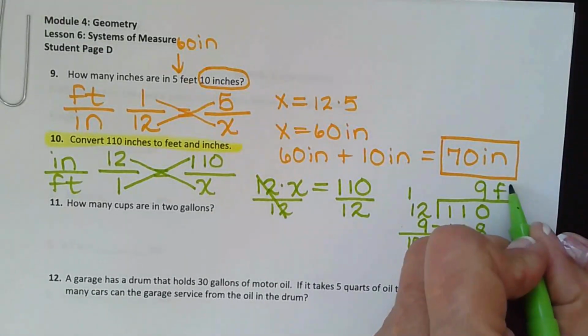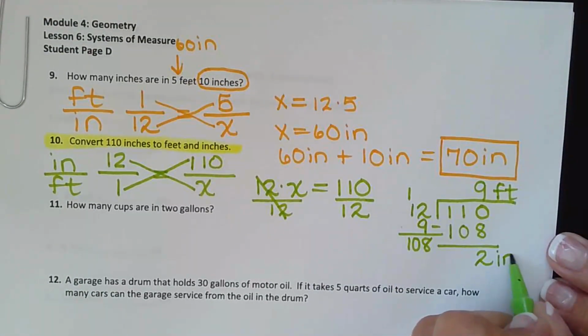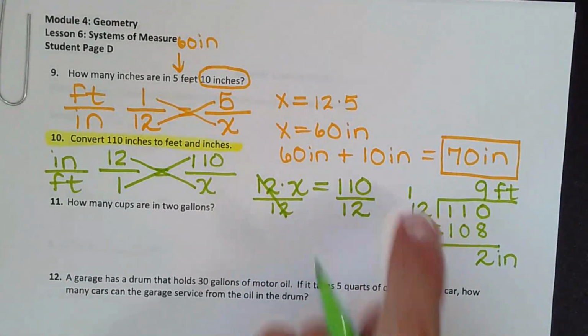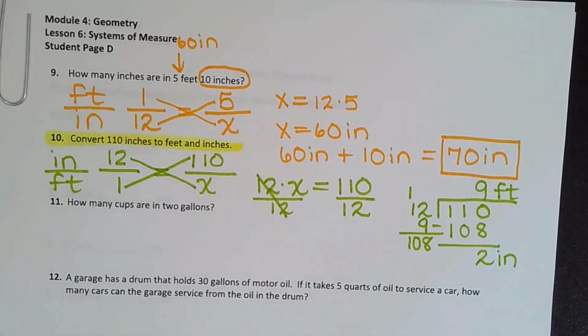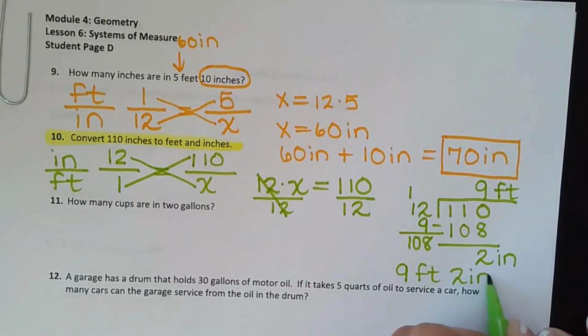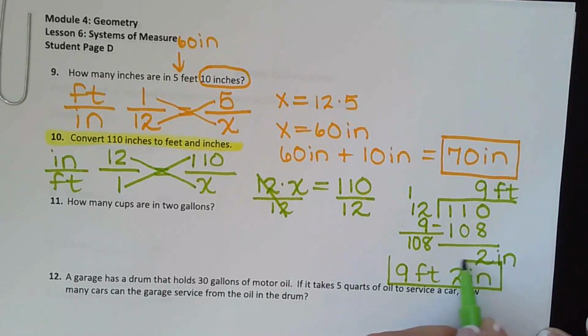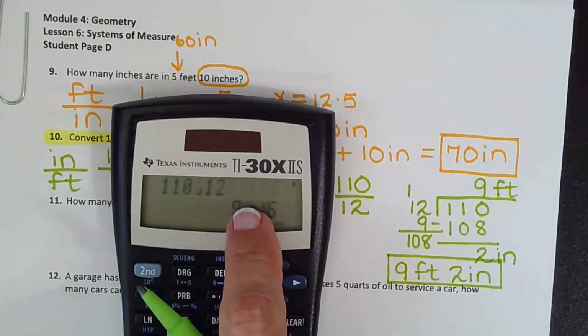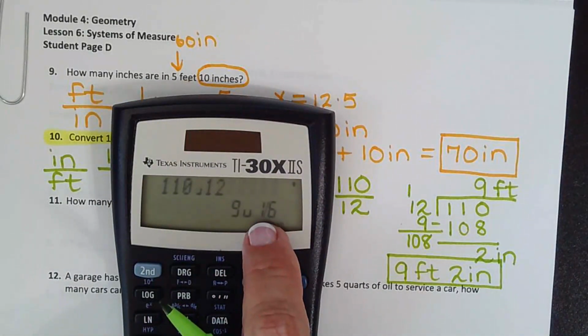9 feet, 2 inches. The remainder are the inches because it's 2 out of 12. 2 out of 12 is 2 inches. So there we have it. 9 feet, 2 inches is what 110 inches turns into in feet and inches. So the key on that is to know to do it by hand. Because if you do it in the calculator, yeah, you get the 9, but how are you going to convert that into inches?